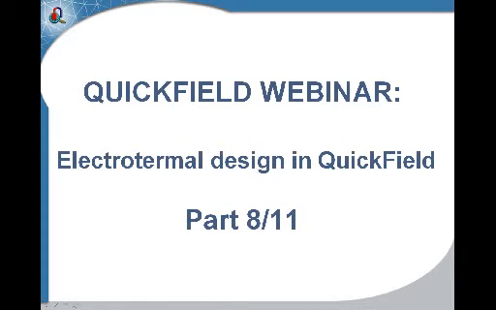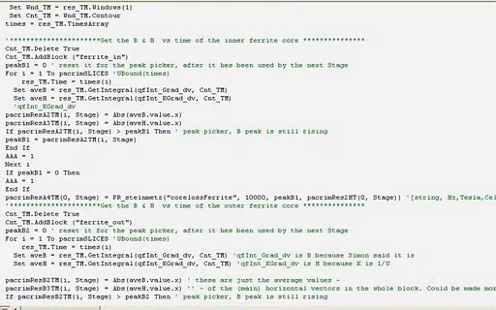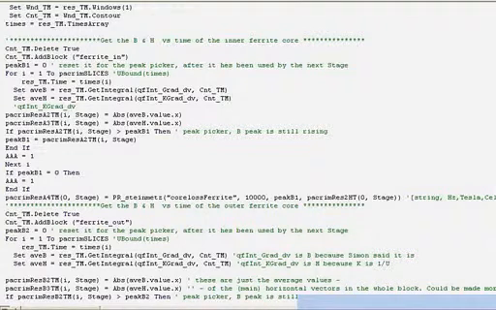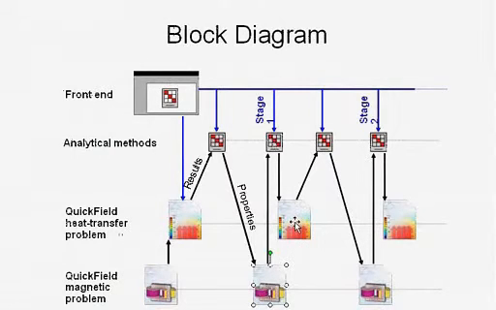See, we're going from magnetic up to analytical and back down to a thermal problem. That's the loop we're illustrating. I'll try and find that Steinmetz function. There it is.